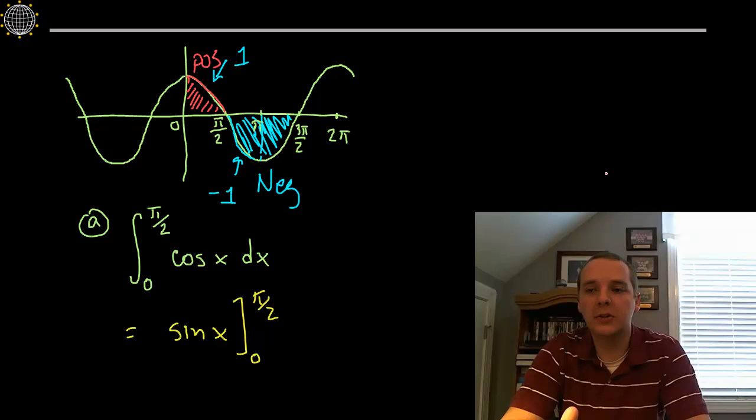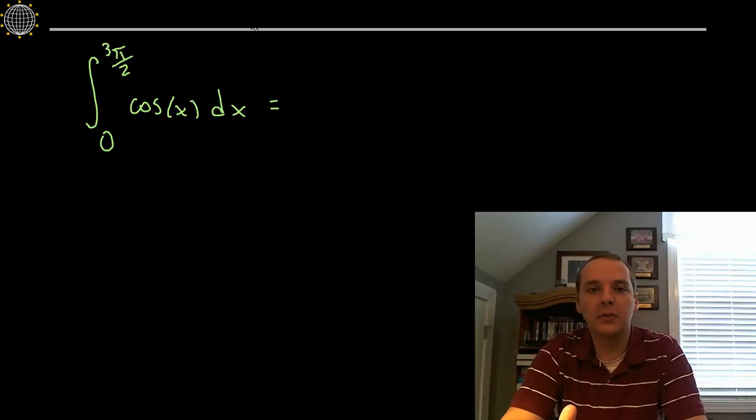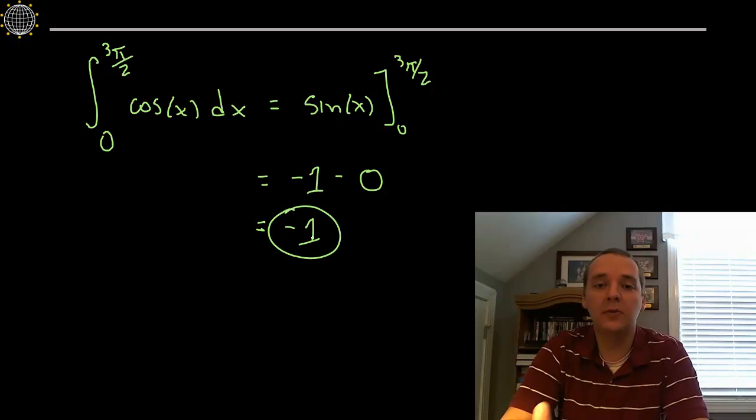Okay, so let's see if we can do the math here. So let's see, we'd have the integral of cosine x would be sine x, bracket with a 0 and a 3 pi over 2. Sine of 3 pi over 2 on the unit circle is negative 1. Sine of 0 is 0. We subtract them and we get negative 1. And so in fact our answer was negative 1.